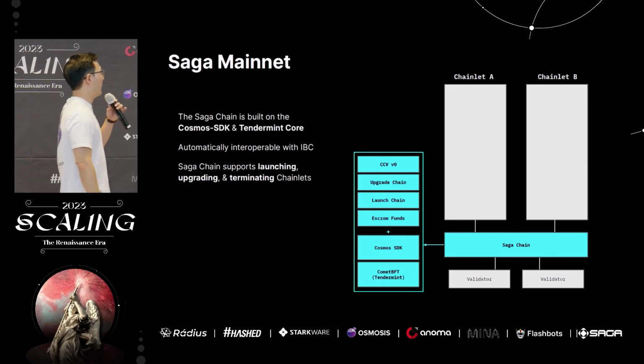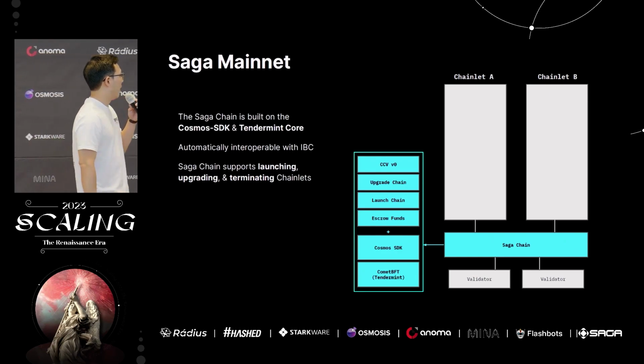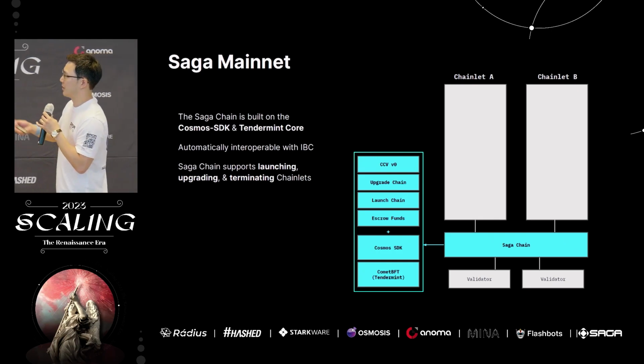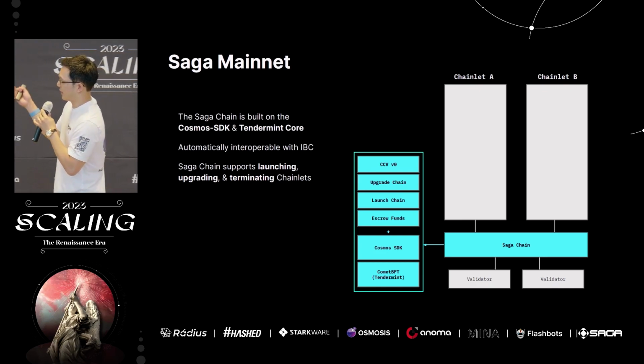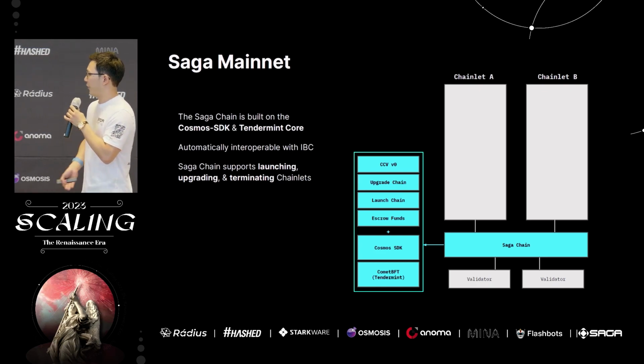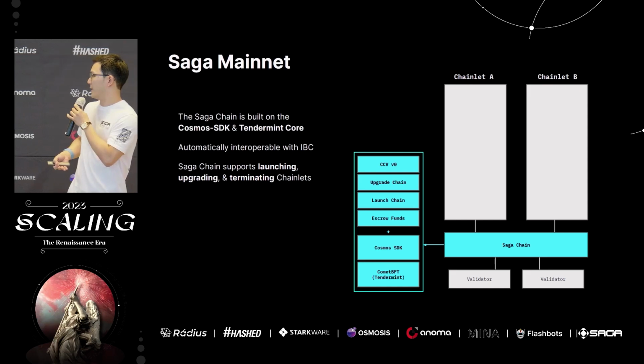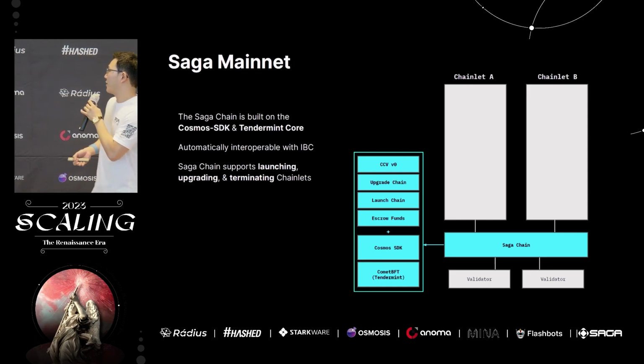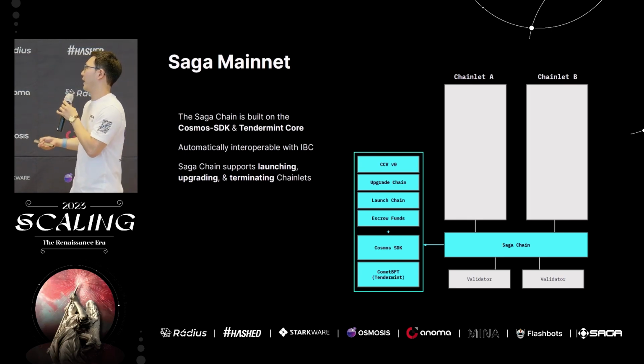So what does the Saga mainnet do? All it does is receive transactions for deploying new chains. That's really all it does. It's written using Cosmos SDK and Tendermint Core. Everything that Saga does is interoperable using IBC, as Josh mentioned earlier from Osmosis. And Saga Chain supports launching, upgrading, and terminating chainlets.